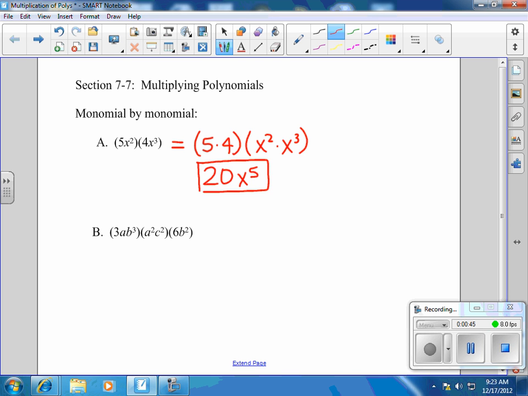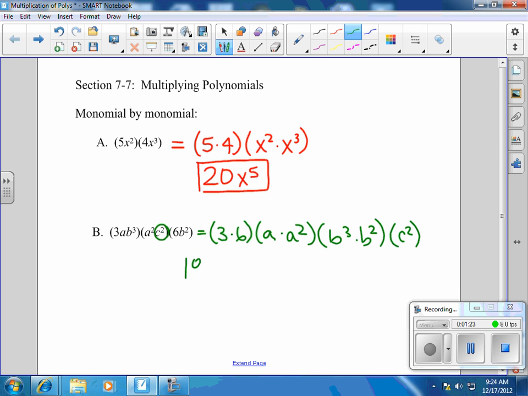So the next one, we have numbers, we have a's, and we have b's. I'm going to show you, again, maximum amount of work, just so we know where our numbers are coming from. So if we have just our numbers, it's 3 times 6, and then we have an a squared, and then nothing in the last parentheses. And then our b's, we have b cubed, b squared, and then finally we just have c squared, nothing to combine it with. So we can combine all these guys together separately.